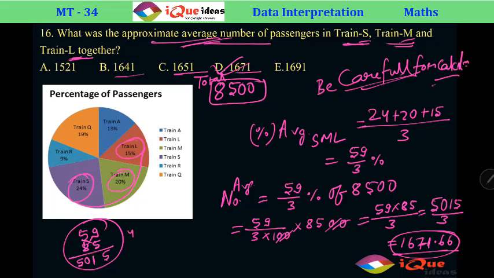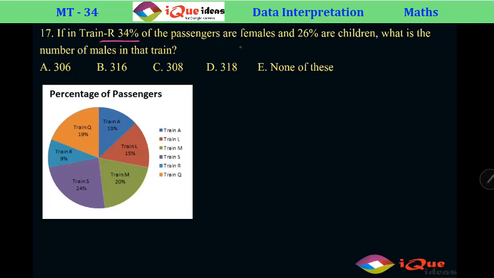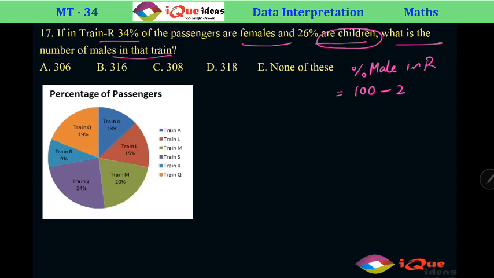Okay, now let's go to the next question. The question says, if in train R 34% of the passengers are females and 26% are children, then what is the number of males in the train? Here the question should have said non-children male, because children also may be male or female, but if we assume we are talking only about the non-children male, then we can do that. So first of all, the percentage of males in train R will be 100% minus 34% females and 26% children. 34 and 26 is 60, so it is 40%. So males in R is going to be 40% of R.